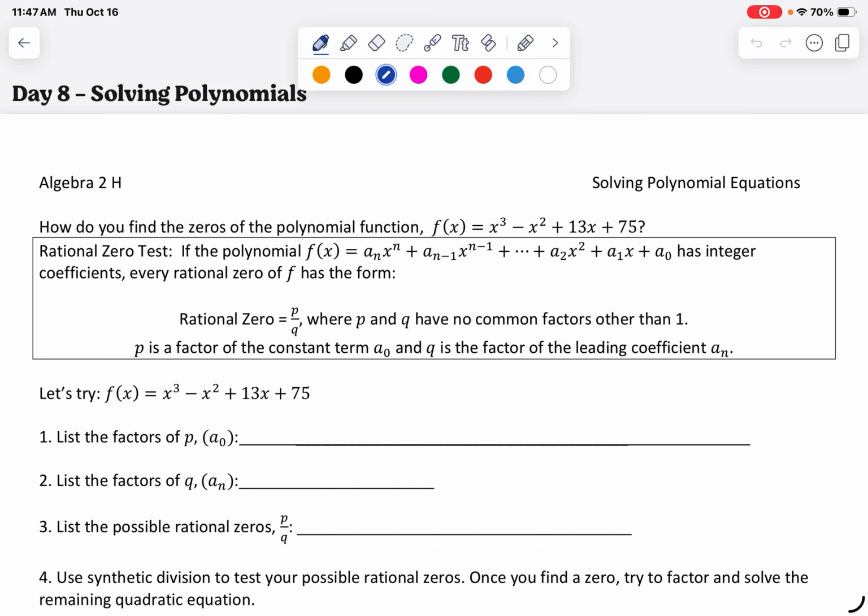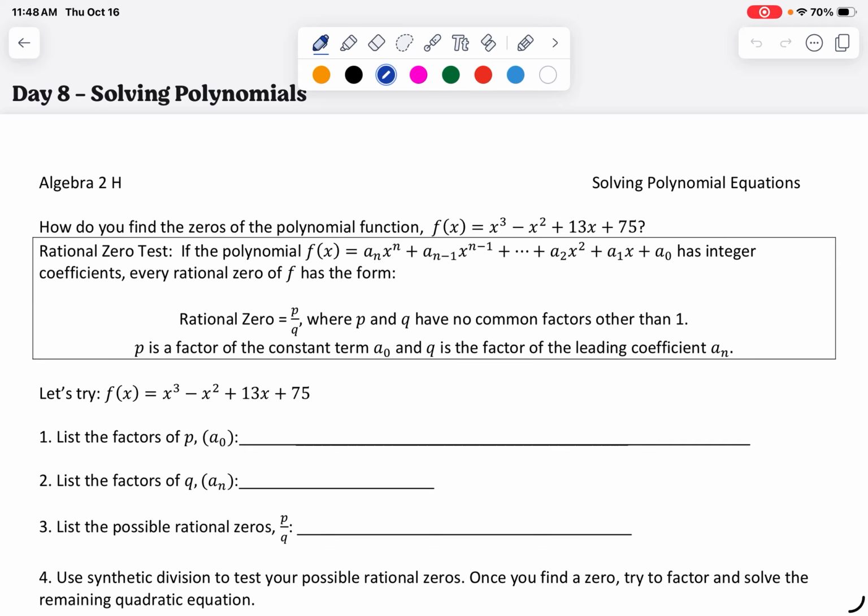All right, welcome to the video on solving polynomial equations. So as you're going to see here, we're solving polynomial equations. This first question that is given to us here is, how do you find the zeros of the polynomial function f of x equals x cubed minus x squared plus 13x plus 75?